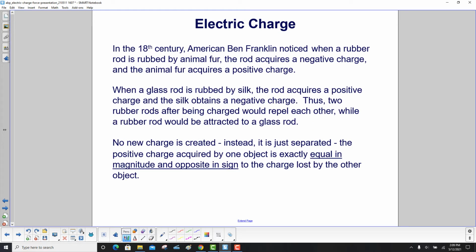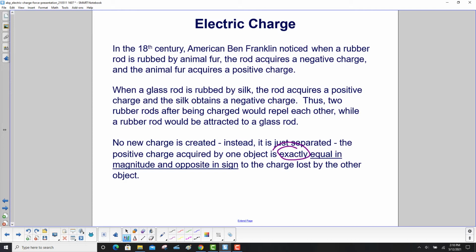In the 18th century, American Ben Franklin noticed when a rubber rod is rubbed by animal fur, the rod acquires a negative charge, and the animal fur acquires a positive charge. When a glass rod is rubbed by silk, the rod acquires a positive charge, and the silk obtains a negative charge. Thus, two rubber rods after being charged would repel each other, while a rubber rod would be attracted to a glass rod. No new charge is created. Instead, it is just separated. The positive charge acquired by one object is exactly equal in magnitude, but opposite in sign to the charge lost by the other object.